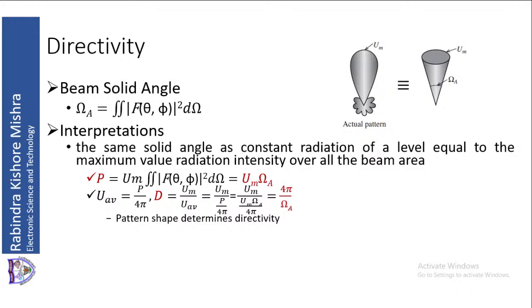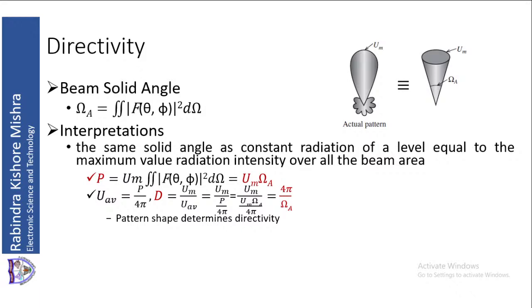Now U average is equal to the average intensity, that is equal to P by 4 pi, that we know. Directivity D we know is Um by U average, maximum intensity by average intensity. For average intensity you write P by 4 pi. So D is equal to Um by P by 4 pi.